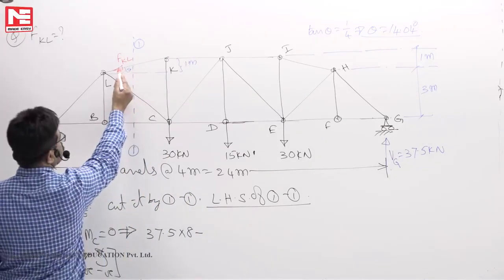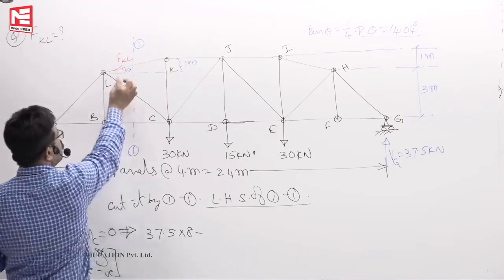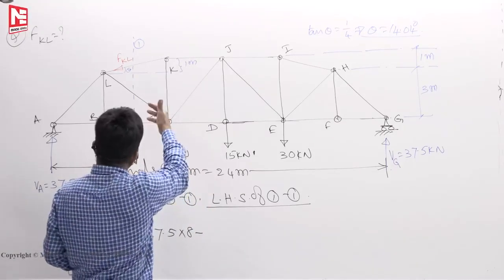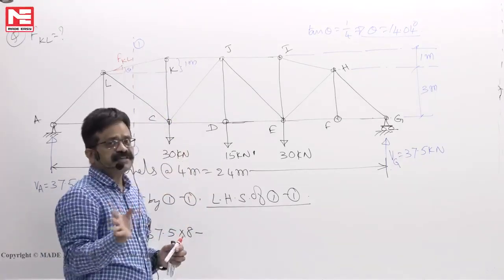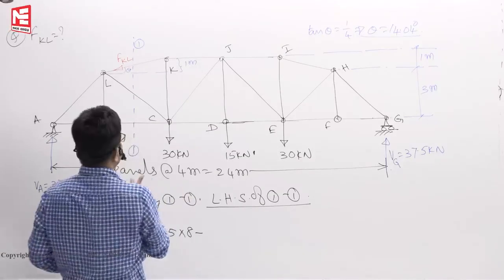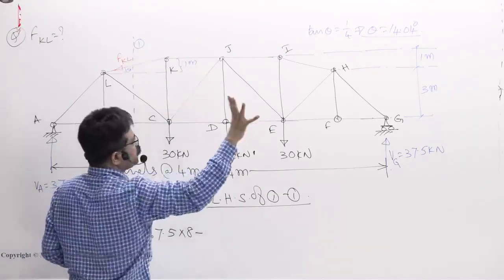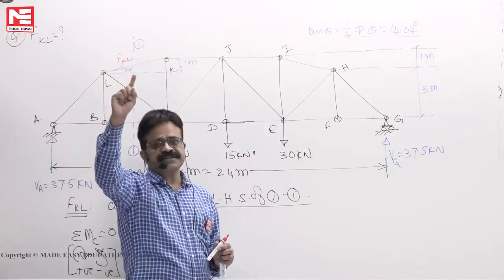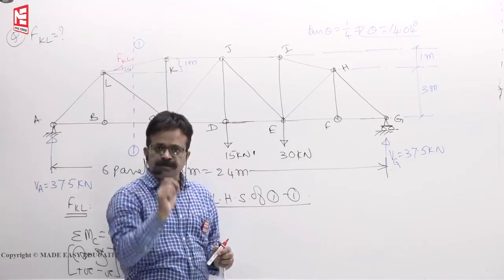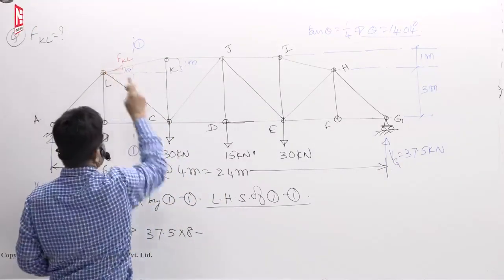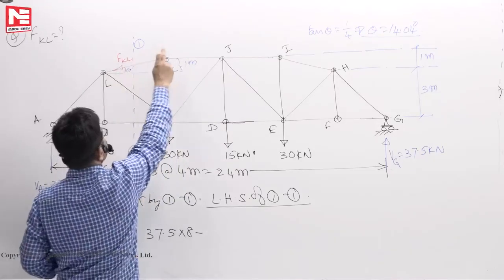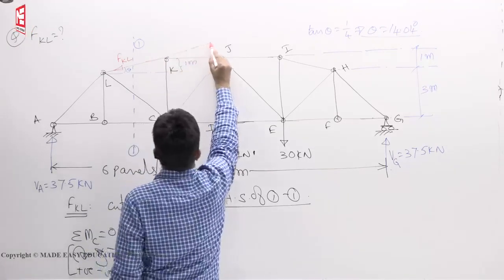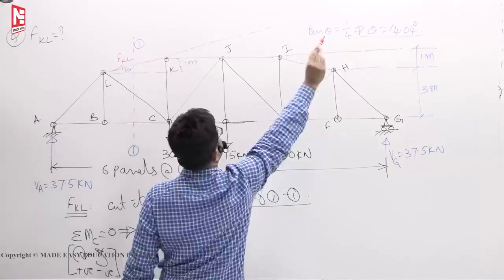After splitting it into its components, FKL cos theta and FKL sin theta, I can take the principle of transmissibility to find the force only. Whether it is compression or tension we cannot find; magnitude we can find. What you have done is cut here, throw this piece out. Now FKL can be replaced anywhere along its line of action. Its external effect about C is the same. The moment of FKL about C, whether you keep it here or somewhere here, that moment is the same only. This is the line of action of the force FKL.